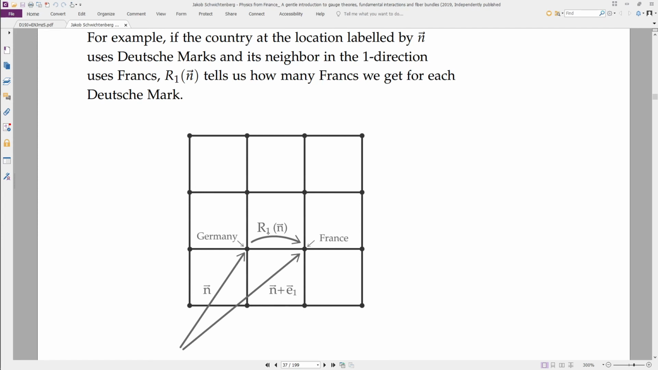So the exchange rate R_i of n is basically telling you, I'm at n. What is the exchange rate between the country that is represented at n versus the country of n plus the ith basis vector? So if it's R1, this was E1 and this was E2, it would be n plus E1. So you just move one block to the right.